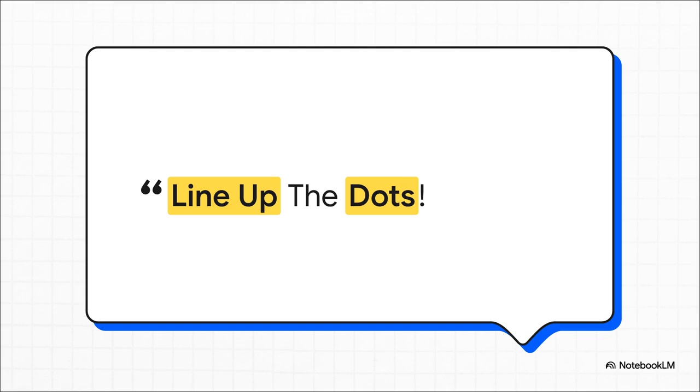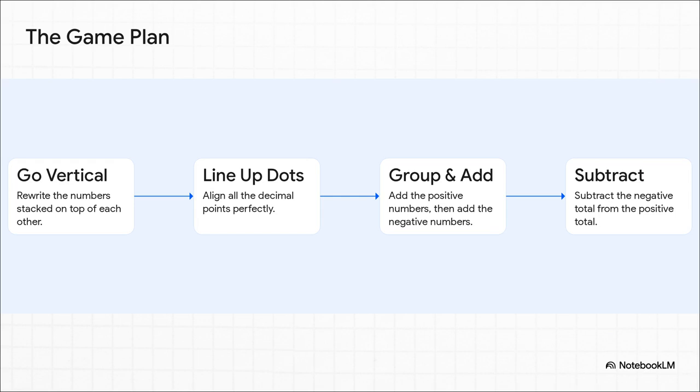And the secret weapon, the absolute game changer for getting organized with decimal addition and subtraction, is this simple phrase: line up the dots. This is the most important rule. If you do this, you will get these right every single time. Okay, so here's our game plan. We're going to rewrite this whole thing vertically. We'll take our positive numbers, the 48.3 and the 16.27, and we're going to stack them up so their decimal points are in a perfect straight line. Then we do the exact same thing for our negative numbers, the 6.85 and the 9.5.